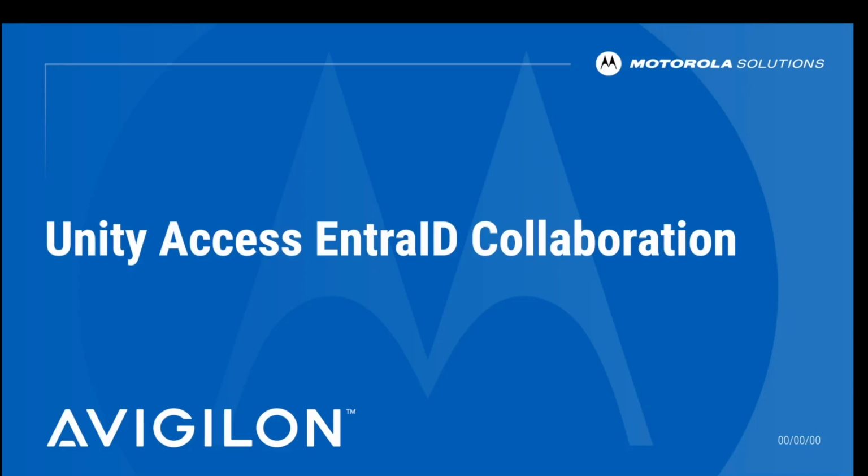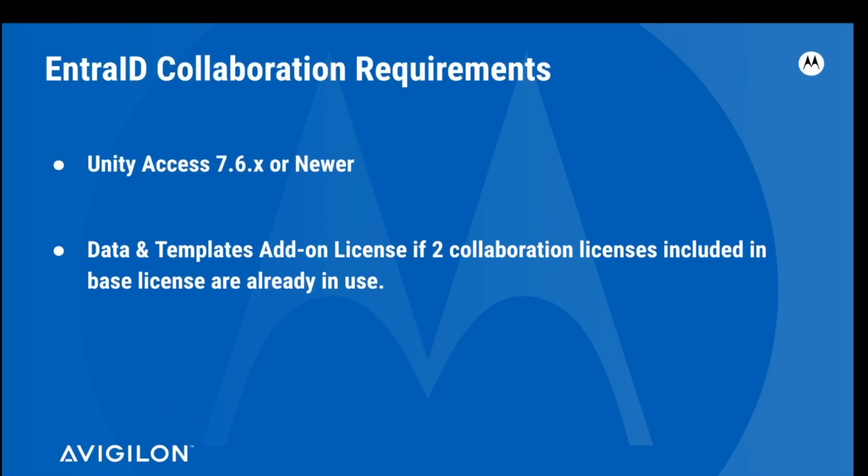In this video, I'm going to show you the Entra ID collaboration recently added to Unity Access. So let's take a look at a couple requirements before we get into the demonstration. One is you need to be running Unity Access 7.6 or newer. Also, you might need the Data and Templates add-on license if the two collaboration licenses included in the base license are already in use.